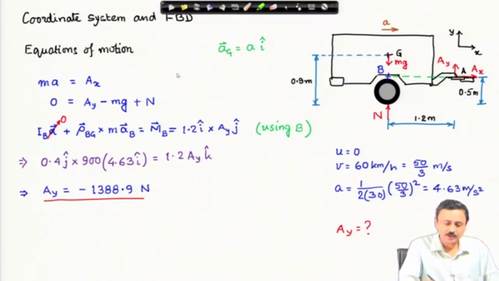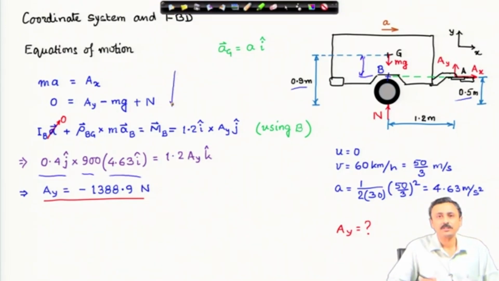In this calculation, actually I did not use these two equations, but I wrote them to show that we can solve other unknowns using these equations. As I mentioned, there are 3 scalar equations and we can solve for 3 unknowns. What are these unknowns? Ax, N and Ay. Ay I have directly calculated from the angular momentum equation by choosing an appropriate point, the point B, and from the translational dynamics equations I can solve for Ax and N.